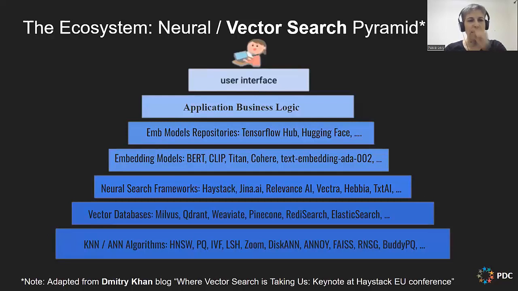Now, the ecosystem for neural or vector search, the vector search pyramid, is adapted from Dmitry Kan's blog. On the bottom, we have the KNN, K nearest neighbor, algorithms, or ANN, approximate nearest neighbor, algorithms. The difference is that KNN is regarded as a brute force algorithm. It checks against every vector.